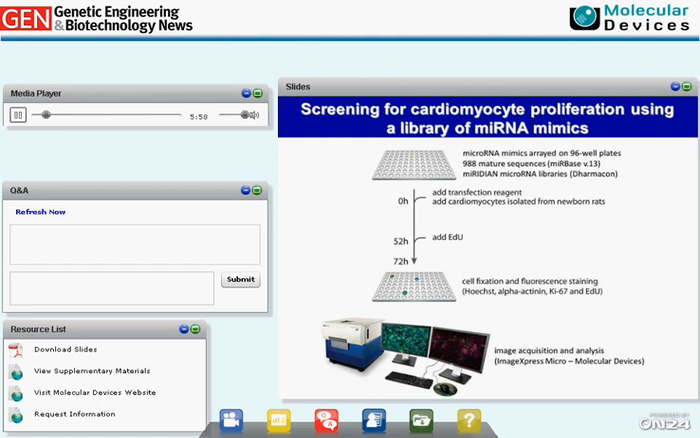EdU to the cells. EdU is a nucleotide analog that gets incorporated into the DNA during DNA synthesis. And so 20 hours after, that is 3 days after the transfection, we fixed the cells and we treated them for fluorescence staining. So we did staining for DAPI, for the nuclei, alpha-actinin for the cardiomyocytes, Ki-67, which is a proliferation marker, and also for the EdU. And we acquired the images and analyzed these images using an ImageXpress microscope.